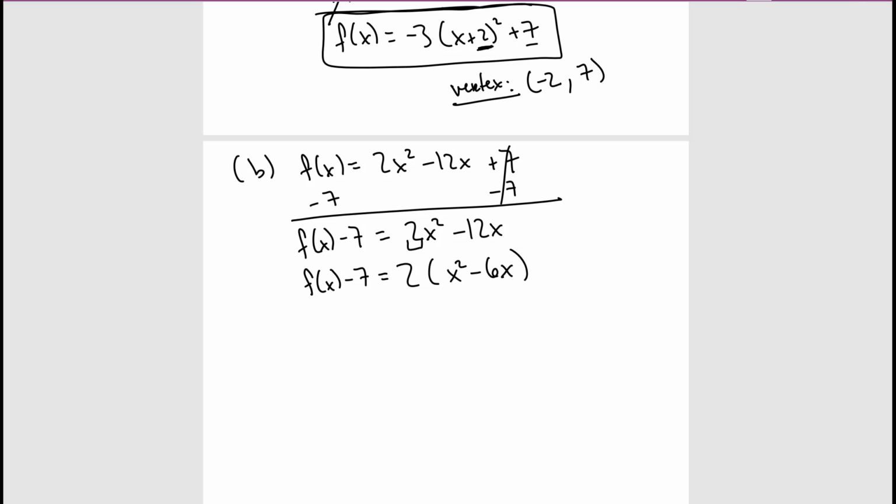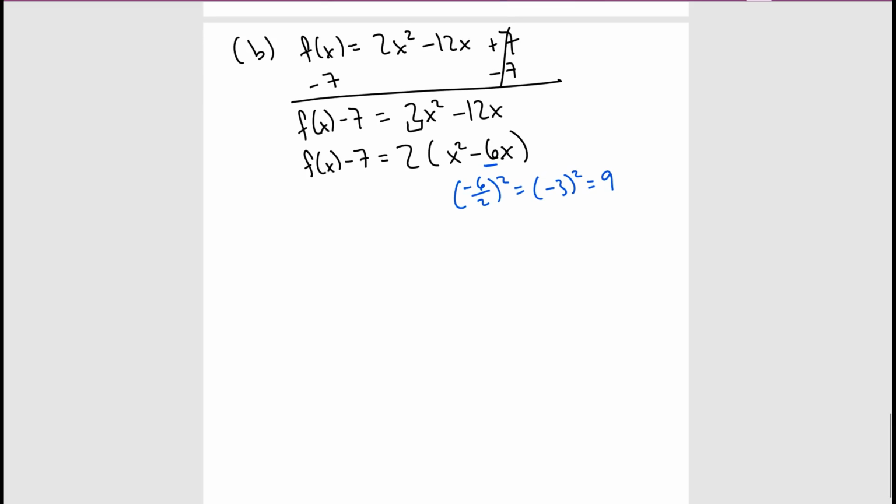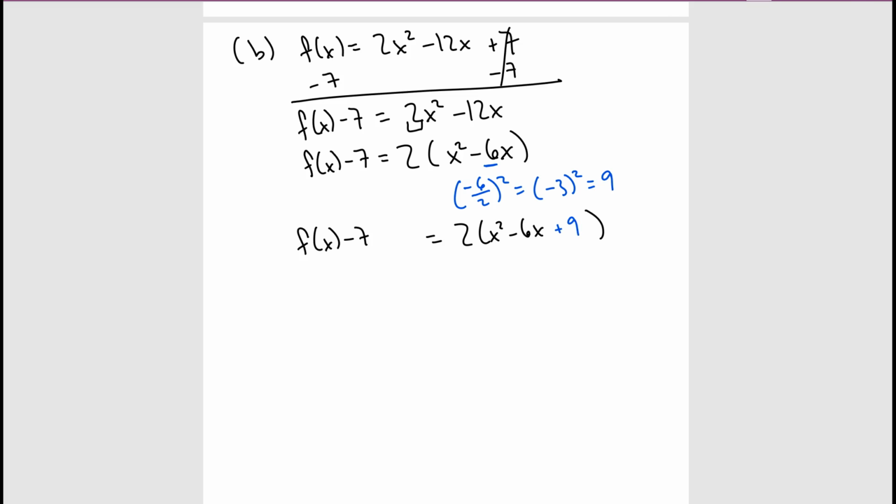Now we can identify our b value. That's going to be negative 6 divided by 2, whole quantity squared. That's going to give me a negative 3 squared, which gives me a 9. So what I'm going to do, I'm going to take this f of x minus 7, and I'm going to have this 2x squared minus 6x. And here I'm going to add this 9. So plus 9. Now when I put it over there, I'm not just going to add a plus 9. I'm going to add a plus 9 times whatever's on the outside, which in this case is a 2.